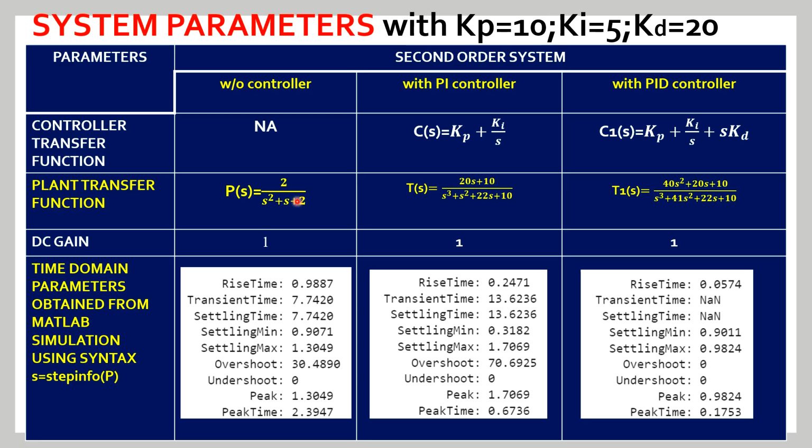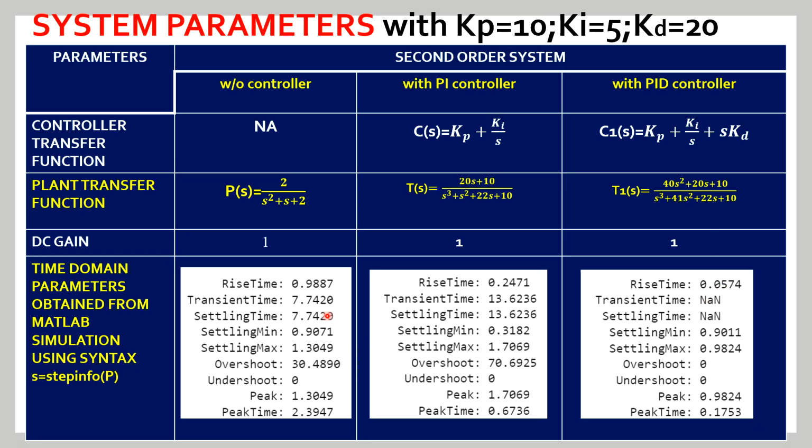So this is the plant transfer function. I have written the closed loop function and you can check here. With the introduction of the PI controller, my rise time gets reduced. The 0 is added here. As the 0 is added with the proportional integral controller, my rise time is decreased. With the proportional integral derivative controller, my rise time is further decreased.